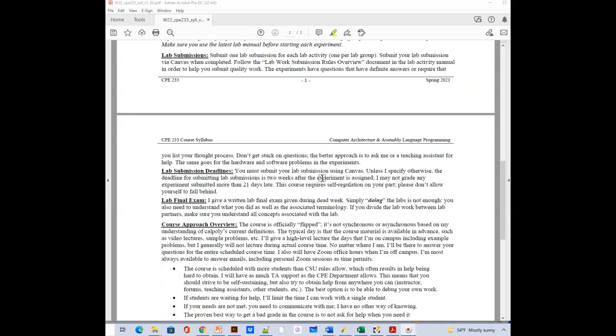As far as deadlines go for the lab submissions, labs are due 2 weeks after they're assigned. I will for sure grade labs up to 21 days late. After 21 days late, I may not ever grade them. So keep in mind, if you're 21 days late, you may not get your work graded. And the problem is, if you're 21 days late, you're probably not going to do well in the class anyway. Don't fall behind.